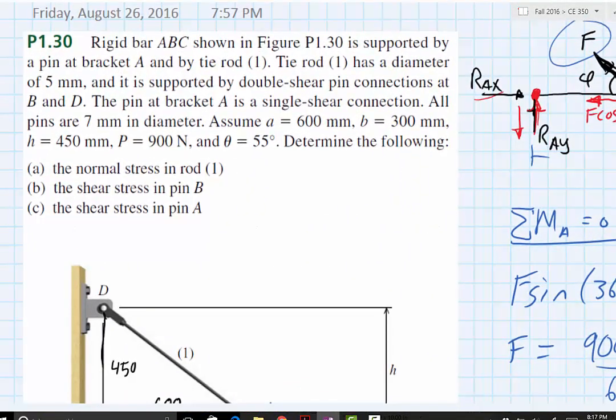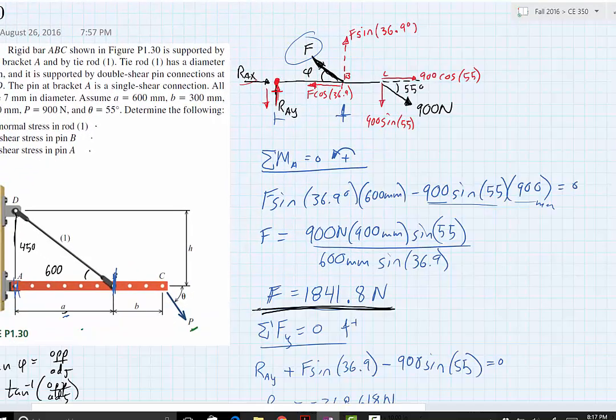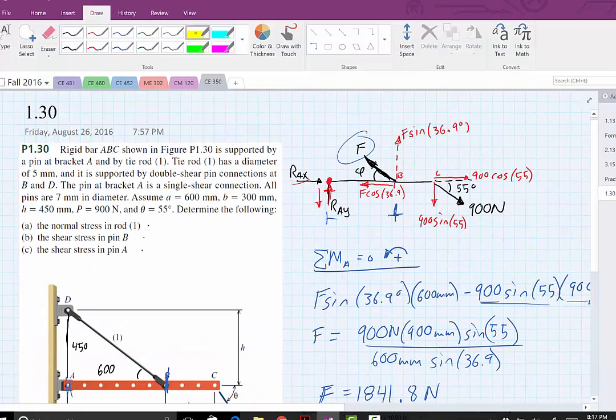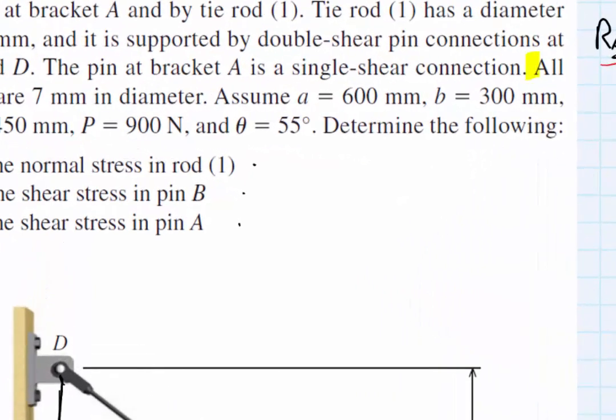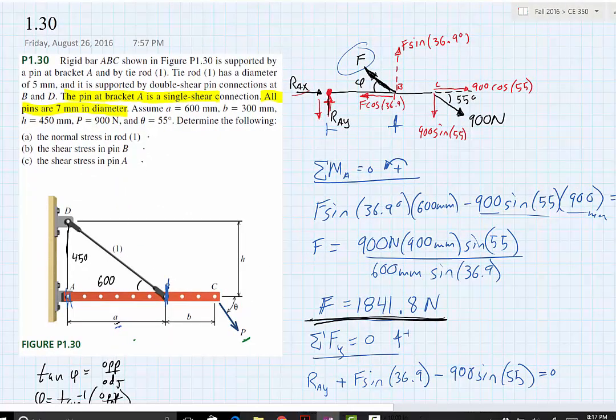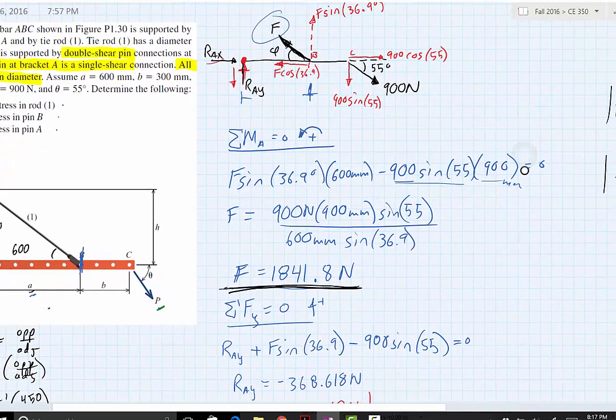If I zoom in again here, it says solve for the normal stress in rod 1, shear stress in pin B, and the shear stress in pin A, right? So a couple of things we need to remember also is to go back over our problem statement. We need to remember that all pins are 7 millimeters in diameter. And the pin at bracket A is a single shear connection, and the pins B and D are double shear connections.